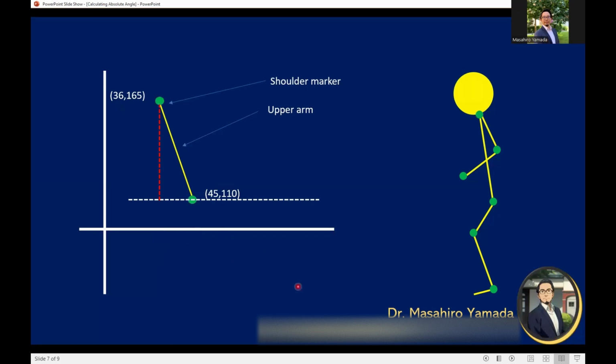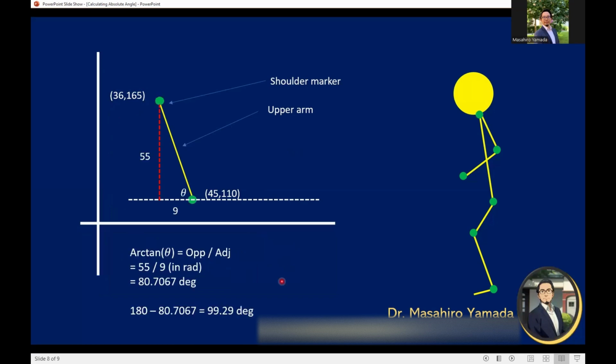You do the same thing for the y-axis. Imagine you shine a flashlight from the right side, and you get the shadow of the shoulder and elbow markers like this and like this. The distance between the two markers is identical to the distance between these y coordinates. Therefore, obtain the difference between the two data points, which in this case is 55.